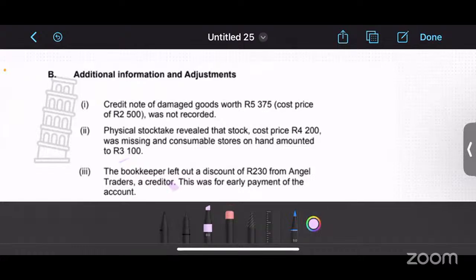I'm going to ask you guys, is this going to go to the trade and other receivables, or is it going to go to the statement of comprehensive income, or is it not going to go anywhere? It is not going to go anywhere. Ma'am, I don't think it's going to go anywhere. And that was it, right?